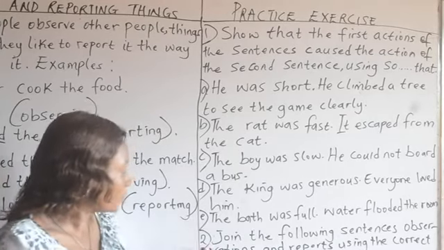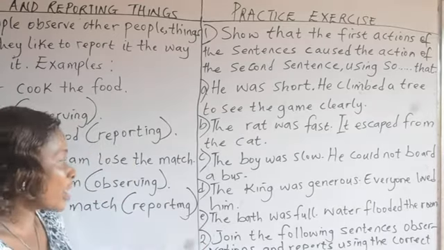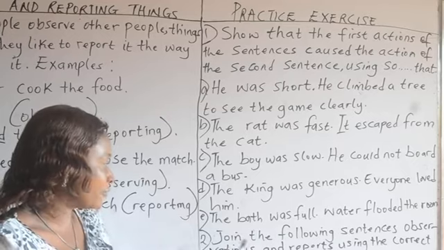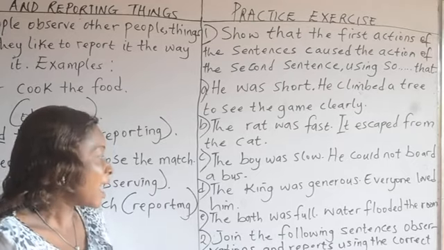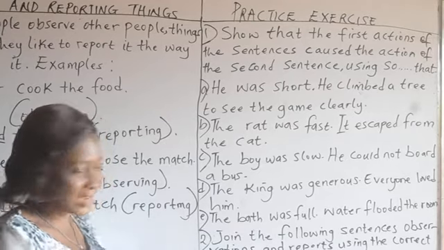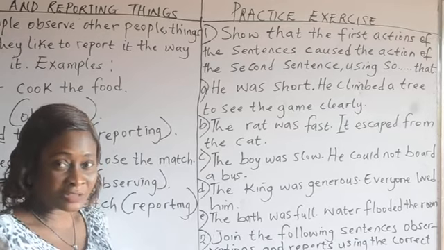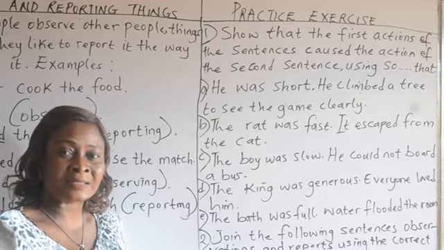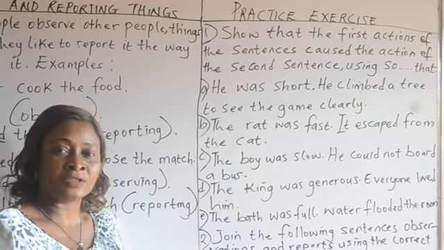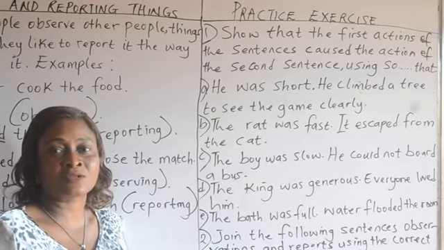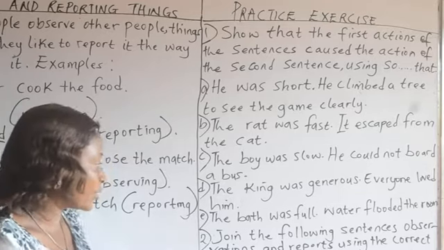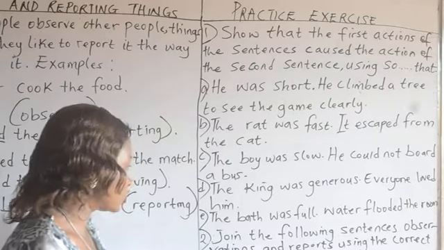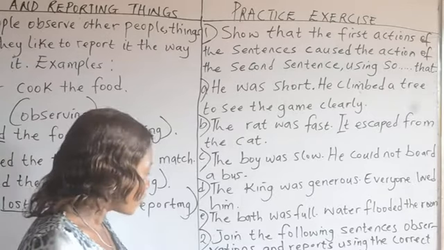Good. Number 2, you are to join the following sentences, observations, and reports, using the correct tense. Don't forget what I just told you. When you are reporting a sentence, the verb changes from its present tense to the past tense because you are reporting. So you are to join the following sentences, observations, and reports using the correct tense.